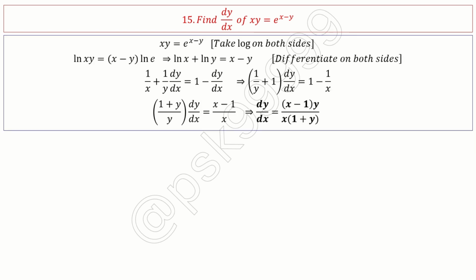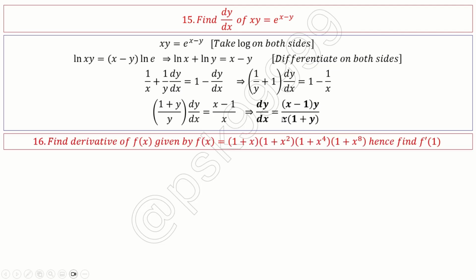This is also similar to that. You have x^y here. So if you take log on both sides, log x^y, you can write it as y log x, which is equal to x minus y log e, which is 1. Now this is very simple. So you can get dy by dx as x minus 1 into y divided by x times 1 plus y.